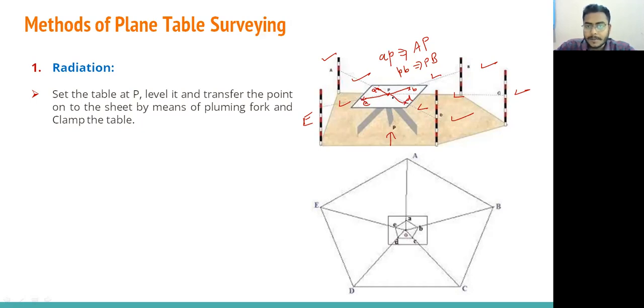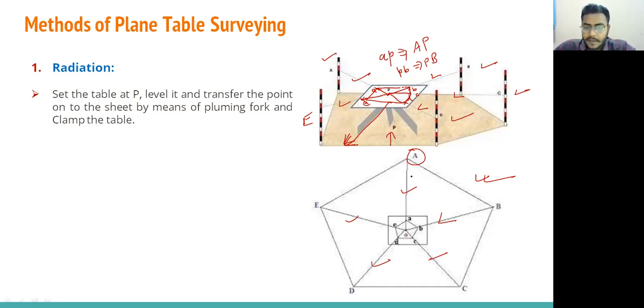After doing this, we draw lines from A to B, B to C, C to D, D to E, and then back to A. Then you will find our traversing is done. You can see in the figure that the plane table is first set at O, then we sight station A, and small a represents station A on the drawing sheet. Similarly B, and then we measure the distances OA, OB, OC, OD, OE.